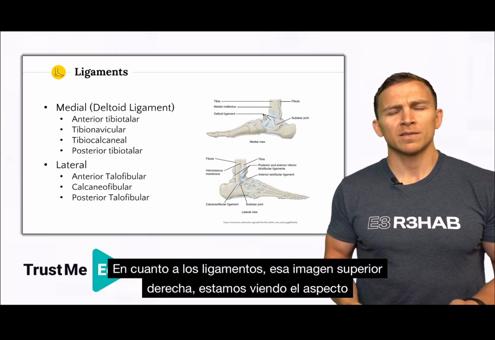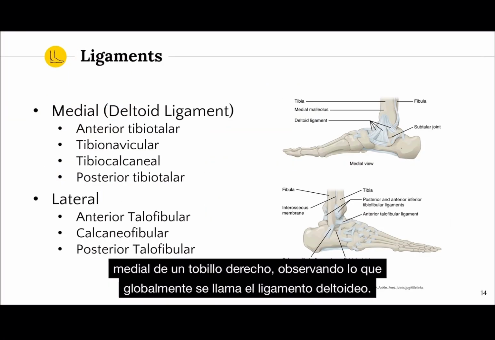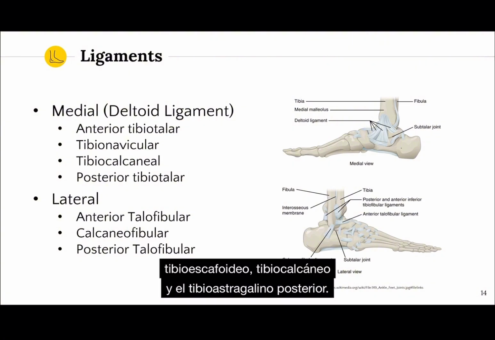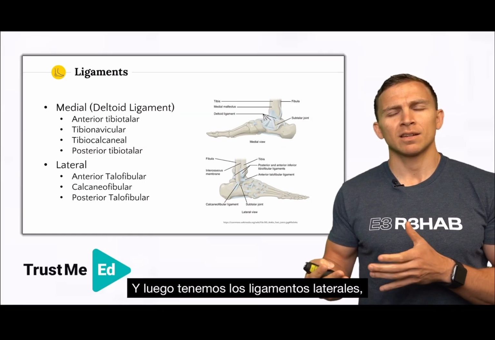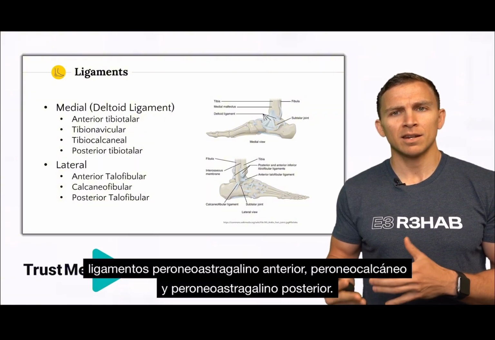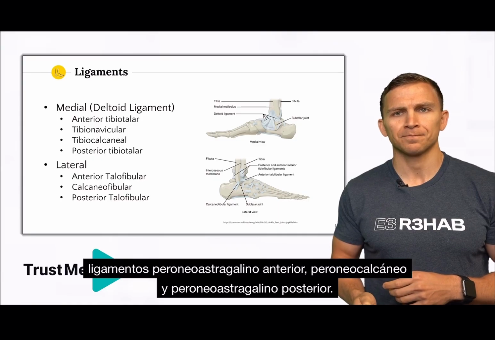In terms of the ligaments, that top right picture, we're looking at the medial aspect of a right ankle, looking at what's globally called deltoid ligament. It's actually 4 ligaments, so the anterior tibiotalar, tibionavicular, tibiocalcaneal, and posterior tibiotalar. And then we have the lateral ligaments, anterior talofibular, calcaneofibular, and posterior talofibular ligaments.